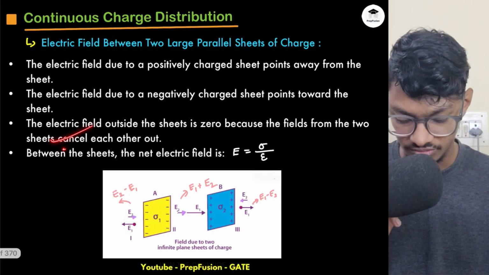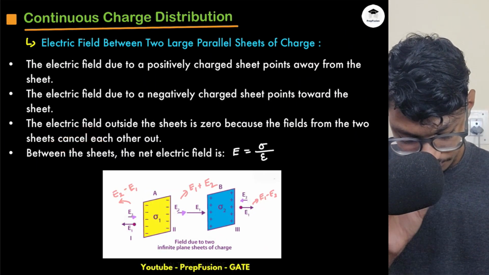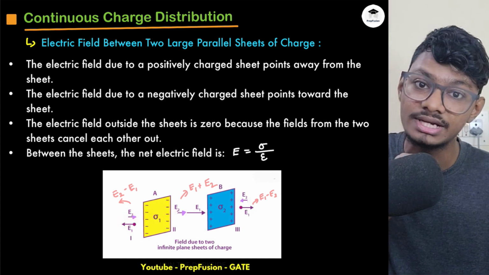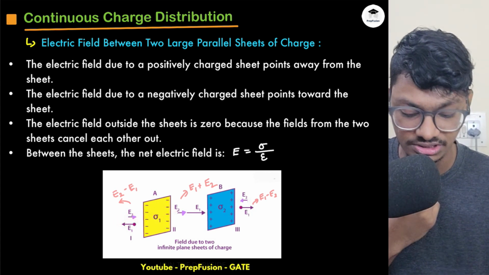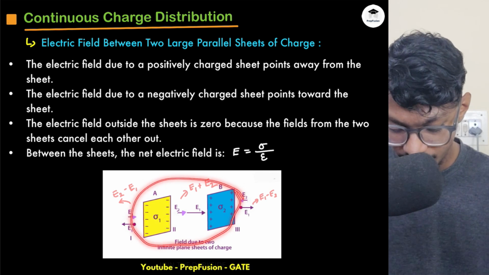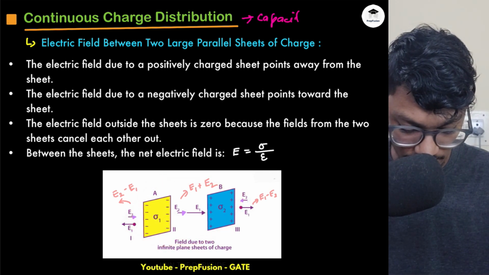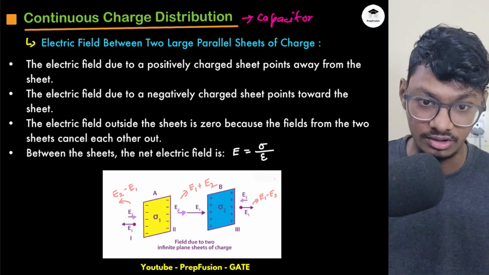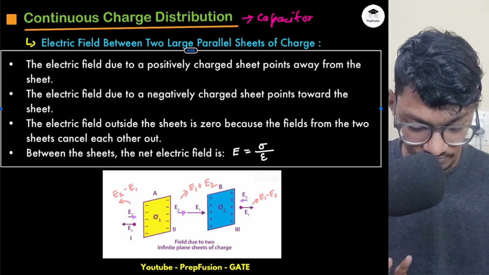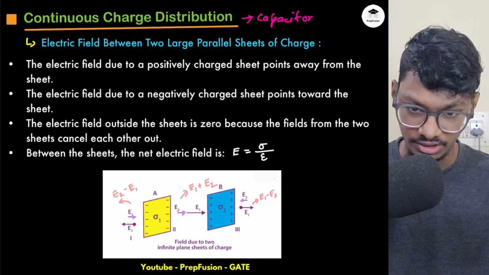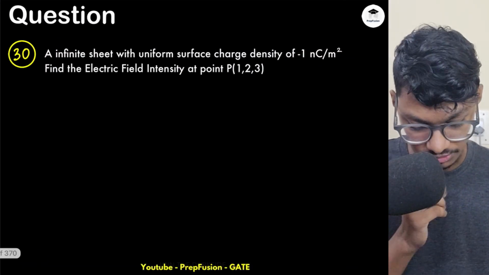So here all of this is mentioned, and now if it is negative, the directions will just interchange, and this concept we use in capacitor. We learn this in capacitor, so do listen to my lectures right now carefully, because if one sheet is positive and one sheet is negative, basically that forms a capacitor. We'll learn this later on, don't worry. Now we'll do a few questions on this.